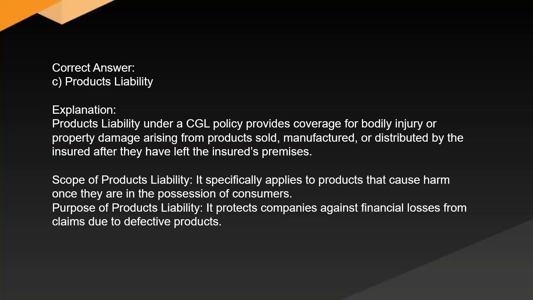Products liability under a CGL policy provides coverage for bodily injury or property damage arising from products sold, manufactured, or distributed by the insured after they have left the insured's premises. Scope of products liability. It specifically applies to products that cause harm once they are in the possession of consumers. Purpose of products liability. It protects companies against financial losses from claims due to defective products.